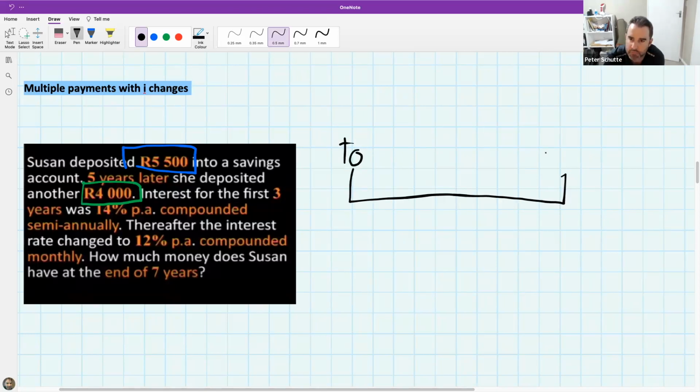That's T0. And that's T7. So I think those are the important ones, T0, T3, and T7.